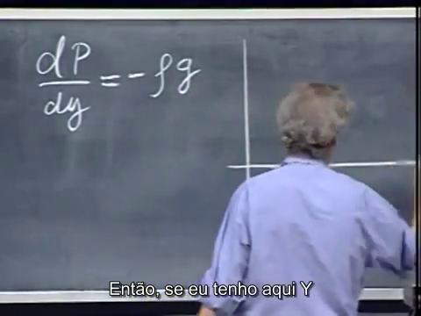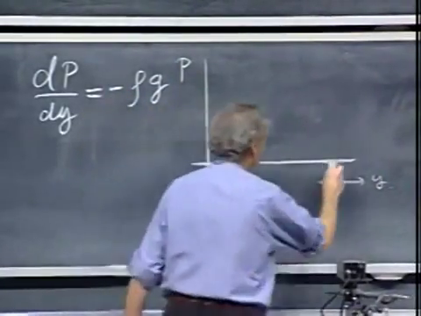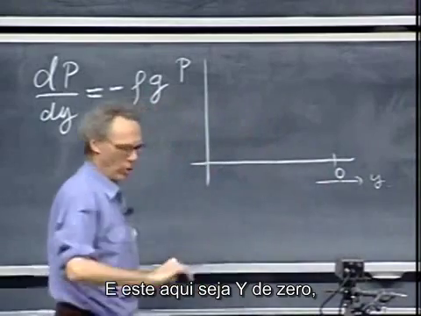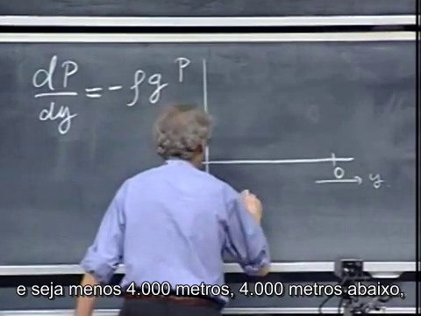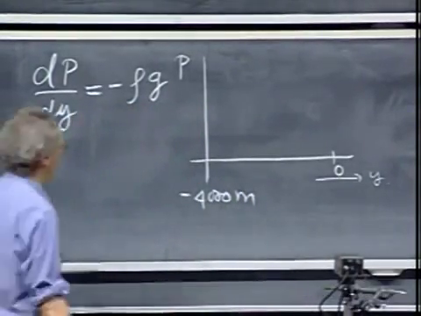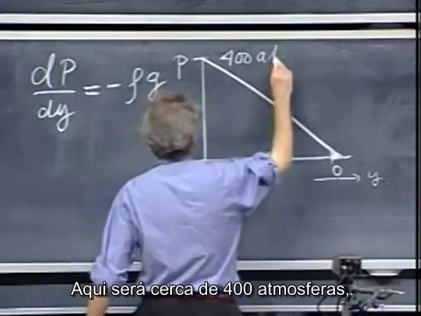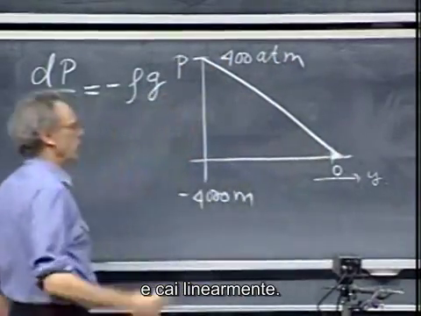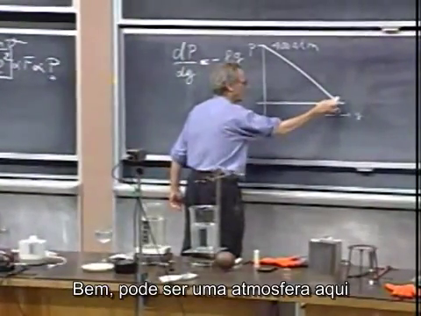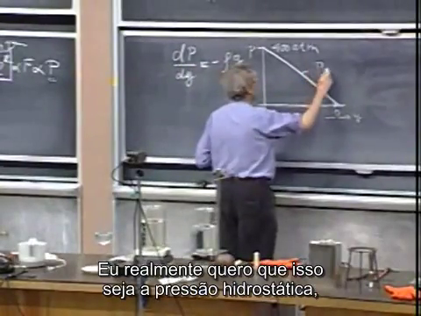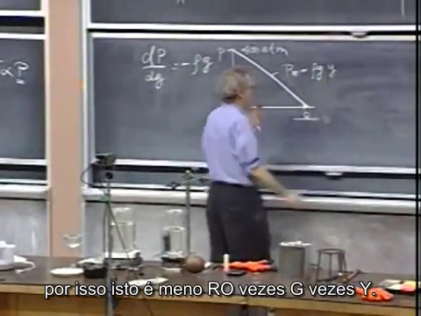So if I have here y, and I have here hydrostatic pressure, and let this be y0, that is the sea level, I call that zero, and let this be minus 4,000 meters lower, then the pressure just goes like this. Here it will be around 400 atmospheres, and it drops linearly when you go up to the surface. Well, it may be one atmosphere here because that's a barometric pressure, but that's a detail. I really want this to be the hydrostatic pressure. So that is minus rho times g times y.